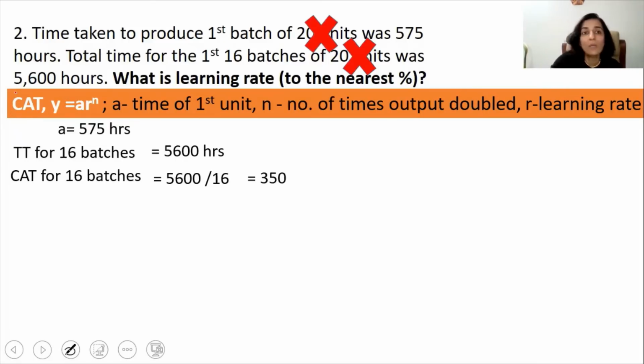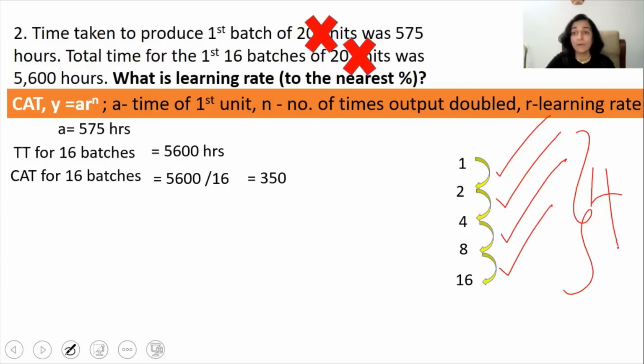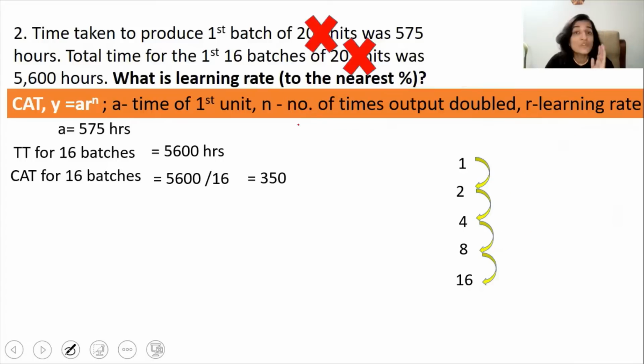And now when we have produced 16 batches, how many times did the batches double? It has doubled 4 times, from 1 to 2, 2 to 4, 4 to 8, 8 to 16. So 4 times the batches is doubled, which means that the number of times the output has doubled, or the number of times, in this case, the batches have doubled is 4, which means that N is equal to 4. Now we've got all the information to get the value of R.